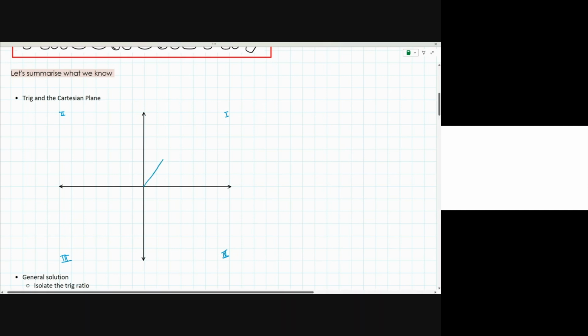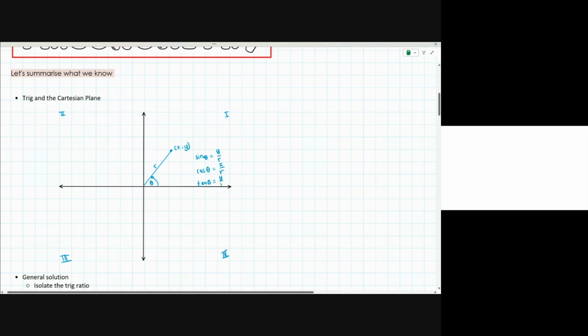Now remember, when we are working with trig on the Cartesian plane, we have a specific coordinate x, y, and whatever the length from the origin to that point is our r value. And so we've got our trig ratios that we can now work with. So sine, and remember your angle from your x-axis to the line is your reference angle, or theta, whatever you want to call it. So sine theta is equal to y over r, cos theta is equal to x over r, and tan theta is equal to y over x.